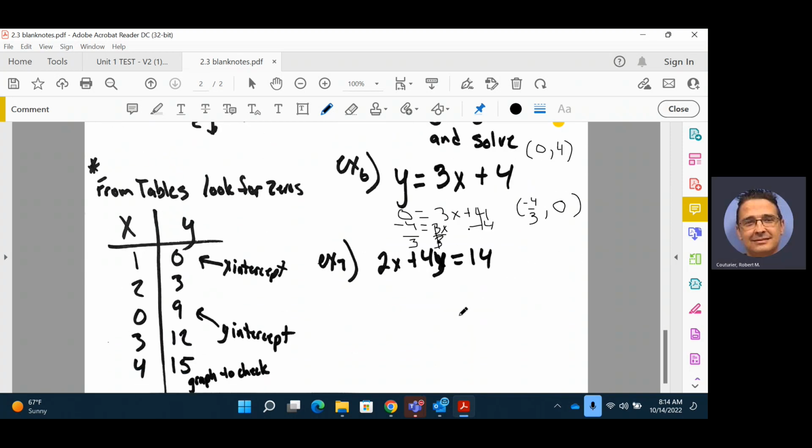You guys go ahead and pause the video and try to do it for this one. Remember, this one's in standard form, not slope-intercept form. So you're going to have to actually work them out both times. Pause it and you try.